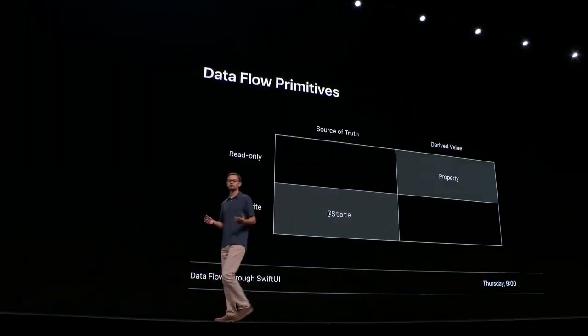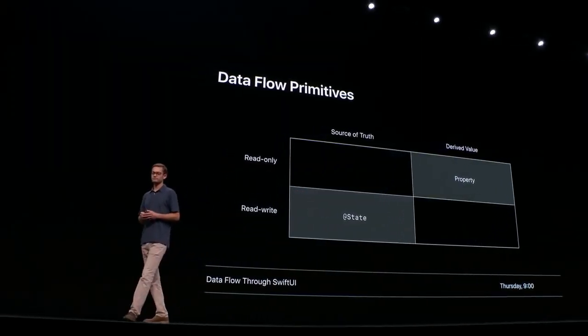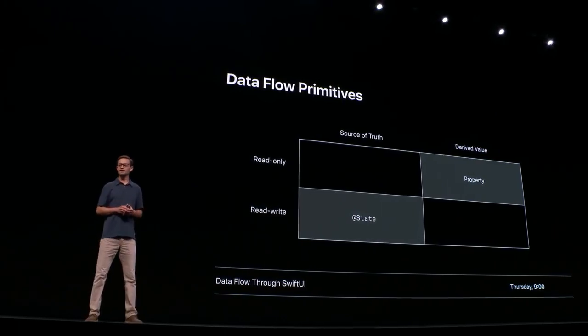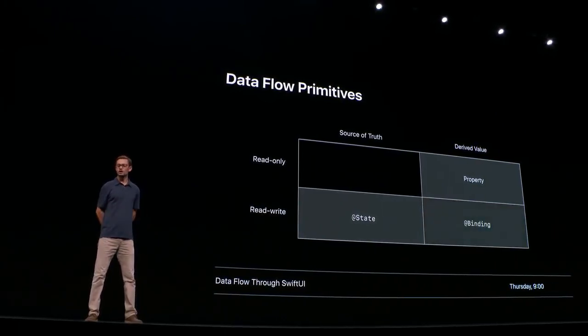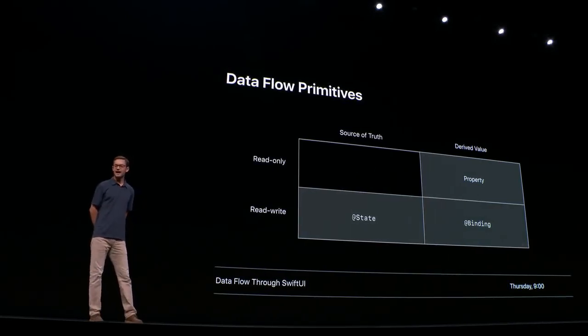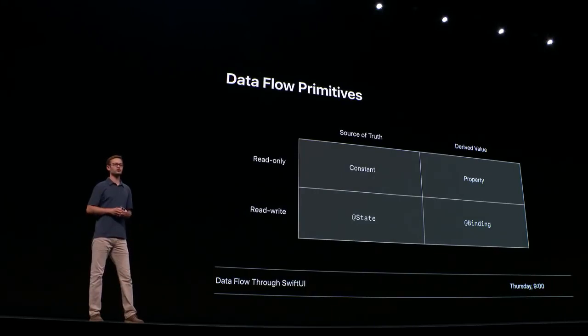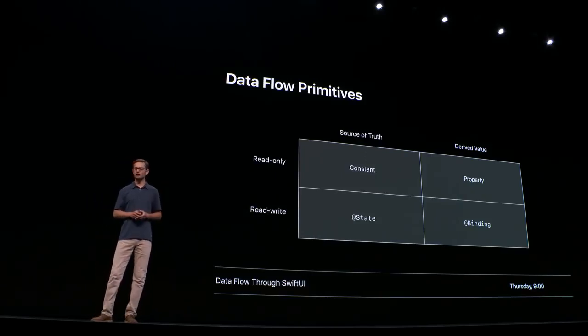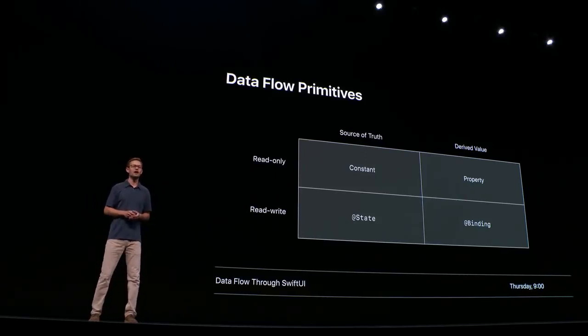So we've seen how we can declare a source of truth using a state variable, and that every plain old property is a derived value. We're not going to see an example in this talk, but Swift gives you a tool called binding, which is great for passing read-write derived values. And technically, any constant can serve as a perfectly good read-only source of truth, as we saw with the test data driving our previews.